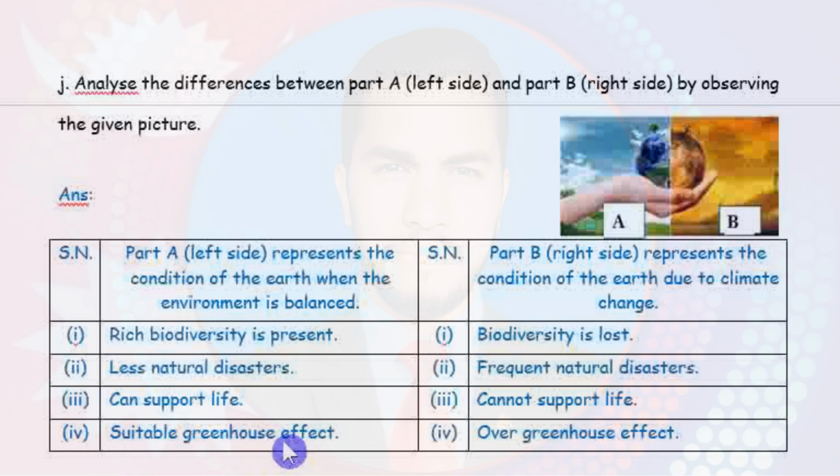Number 4, suitable greenhouse effect. Here is also greenhouse effect, but suitable, that keeps the earth warm in the required amount. But on the right side, over greenhouse effect. Over greenhouse effect means that it causes the increase in temperature more than required. So on the left side there is suitable greenhouse effect. It will keep the earth warm, which is required for all the living organisms. But on the right side there is over greenhouse effect, so the temperature of the earth is more than required and it is harmful to us.